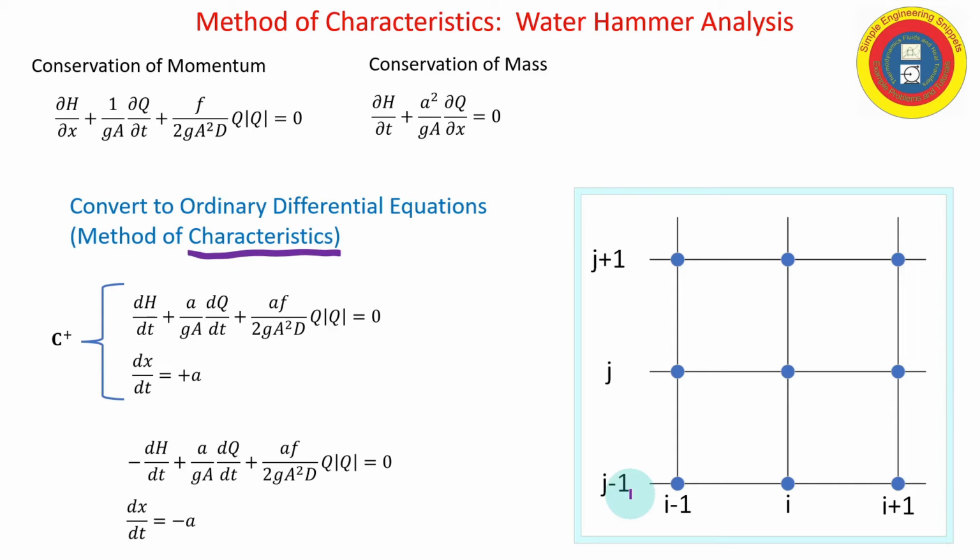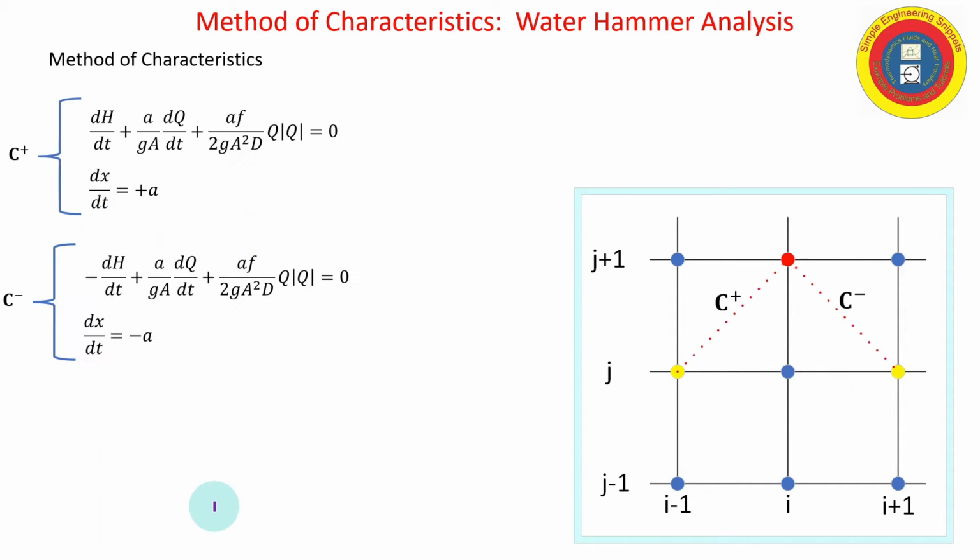Okay, so there's a C plus characteristic, which we're going to be drawing on here in a second in the x-t plane, and a C minus characteristic. So what do I mean?